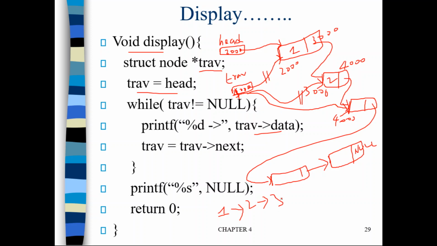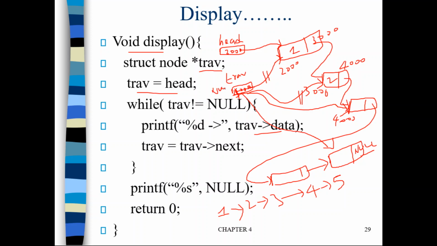Finally, after displaying 4, third will point to the fourth node, fourth will point to the fifth node. Finally, when traverse is pointing to this particular last node, then we display 5. After checking 5, traverse will become traverse arrow next. Now what is traverse arrow next? Null. So traverse will become null. At last it will become null.